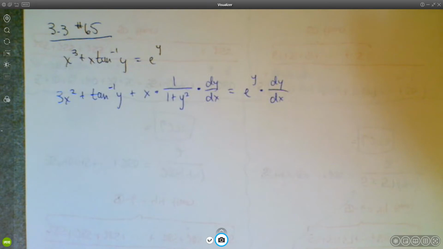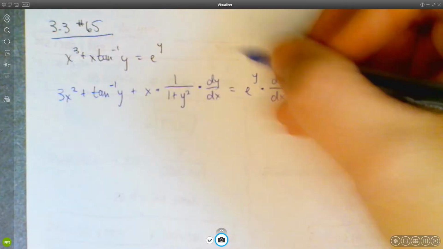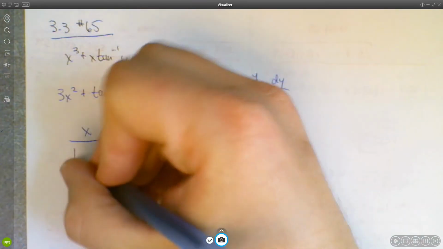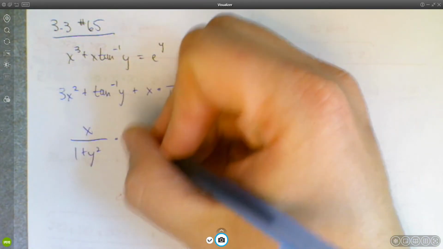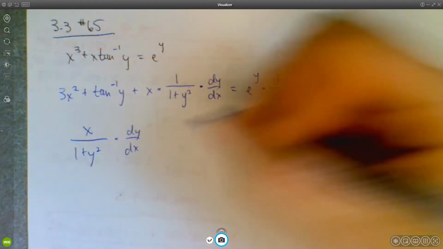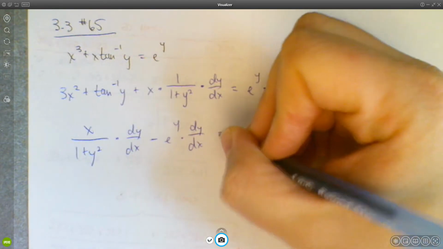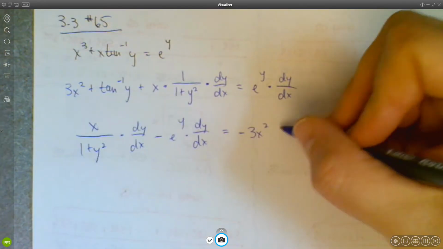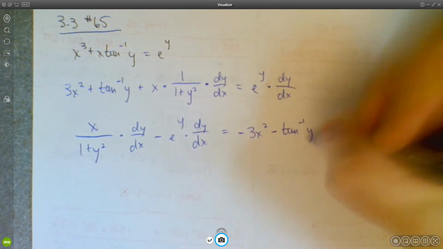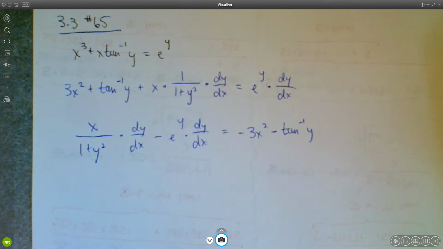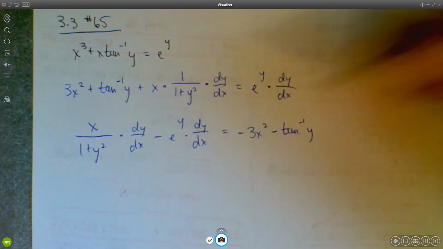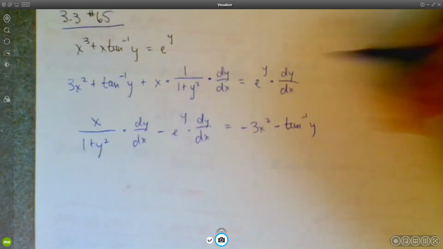So I'm going to move everything with a dy dx onto one side of the equal sign and everything else onto the other side. So on the left hand side, I'm going to put my dy dx's. So I'm going to have the x over 1 plus y squared times dy dx minus e to the y times dy dx. And then everything else is going to go over to the other side. So that's going to be a negative 3x squared and a negative tangent inverse of y. Okay. So then here on the left hand side I can factor out the dy dx.